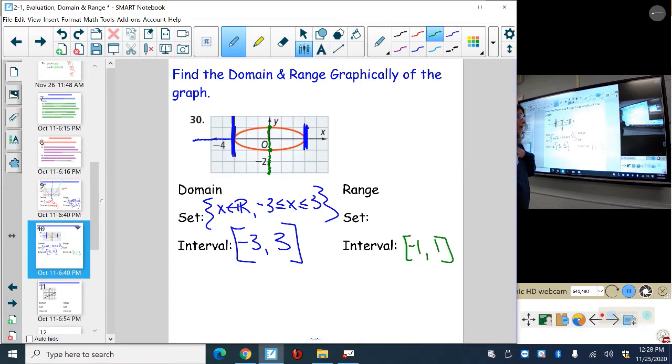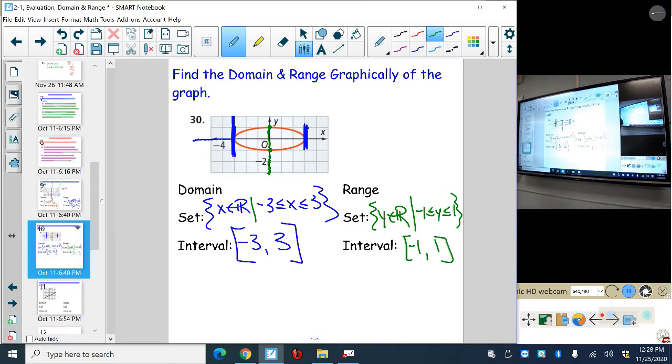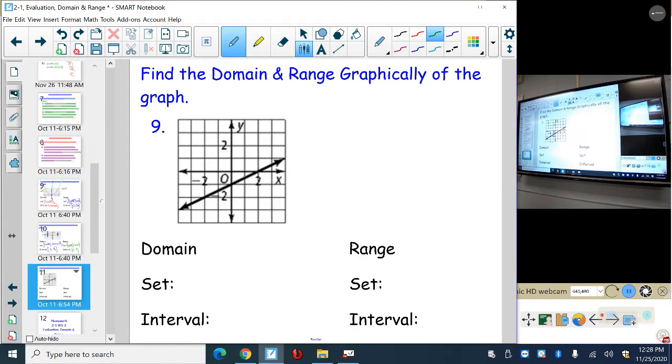So now I'm talking about my y values. So it's going to be y's in element of the reals such that I have exactly the same thing. So it's going to be -1 is less than or equal to y, which is less than or equal to +1. Okay? You can use a comma or you can use a line there. It doesn't matter.